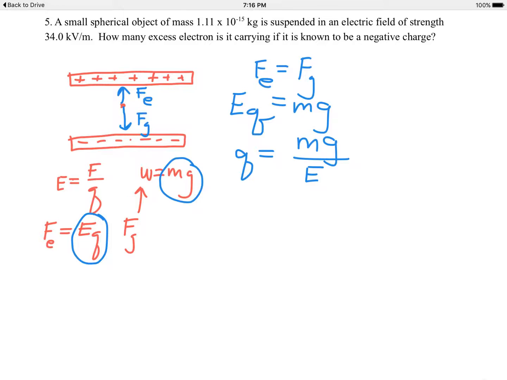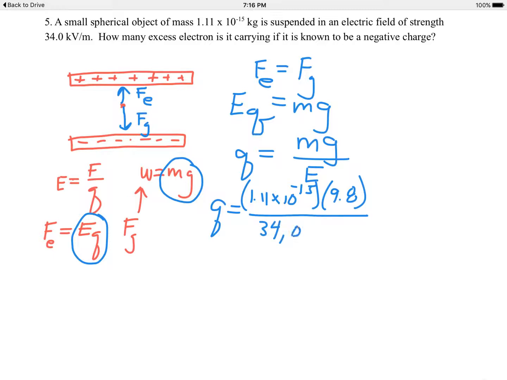So we're looking for Q here, the charge that's on that floating particle, so to speak. Q is the mass of the particle, 1.11 times 10 to the negative 15th kilograms, that was given, times g, which is 9.8 always at the surface of the Earth, divided by E, which is 34,000. Kilo was 1,000. So Q comes out to be 3.2 times 10 to the negative 19th coulombs. That's the charge on that floating particle.